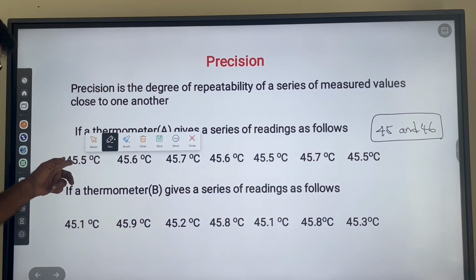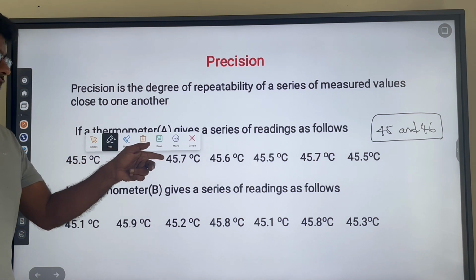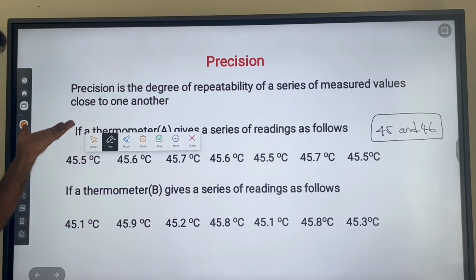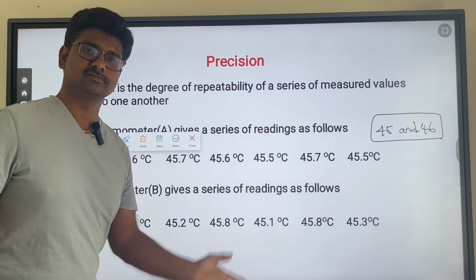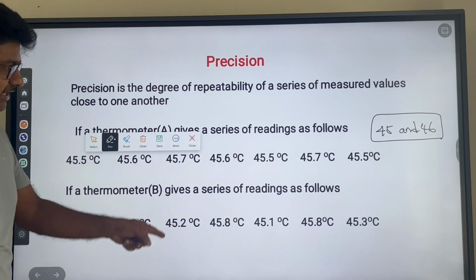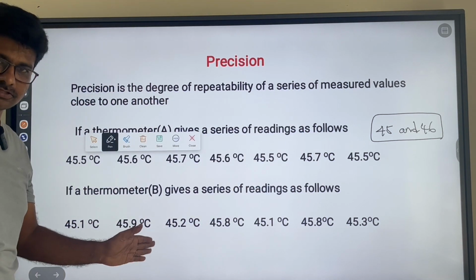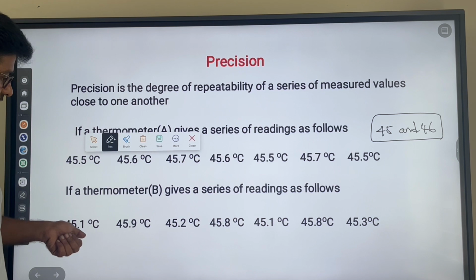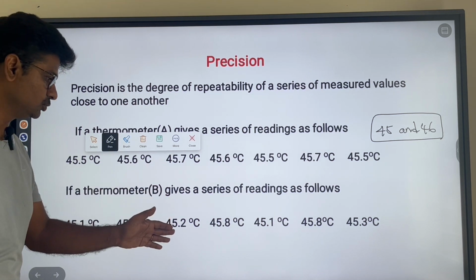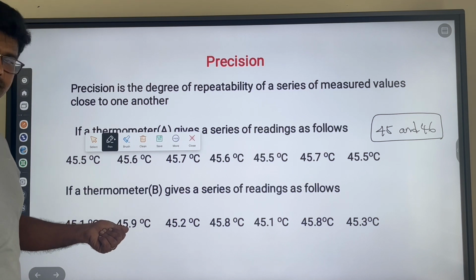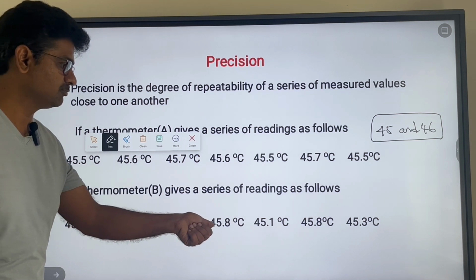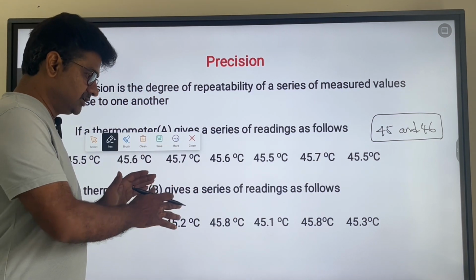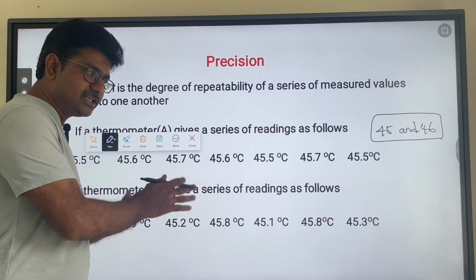But if you look at this, here the values are not varying drastically: 45.5, 45.6, 45.7, 45.6. Your values from measurement to measurement are very close. But here, even though the values are within the acceptable range of 45 to 46, the measured values are changing drastically. 45.1 here, then 45.9, then 45.2. See, immediately there is a change of 0.8 degrees, again 0.7, again 0.6, 0.7, 0.7, like this. Now, even though this is accurate, there is no precision in this.